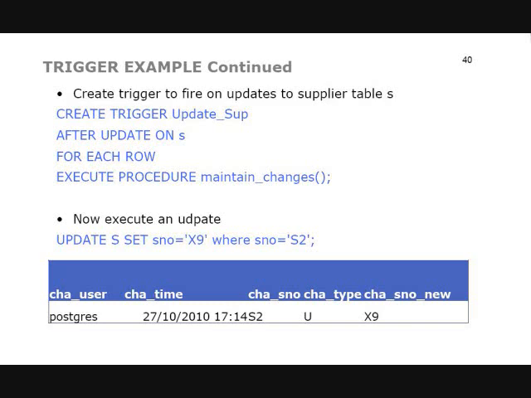So if now I say update S set S number equal to X9 where S number is equal to S2, that is automatically tracked to my table. What I'm going to have is my username in my own local system, which is called Postgres, the time which is taken from the system, the type of update, which is an update, and the new number. So this was a change from S2 to X9, sorry. I can't see it because they are together, but S2 is the old number, and X9 is the new number that I've altered to.